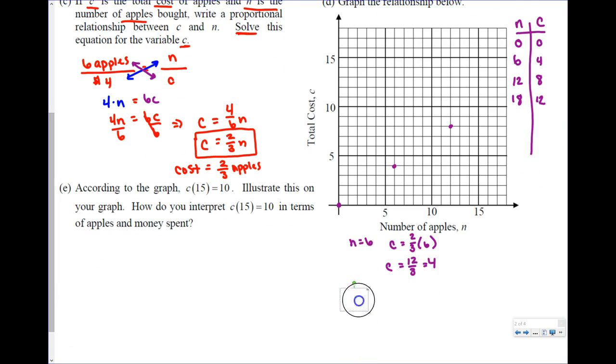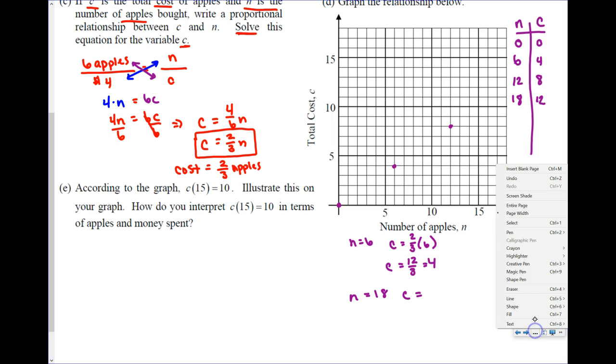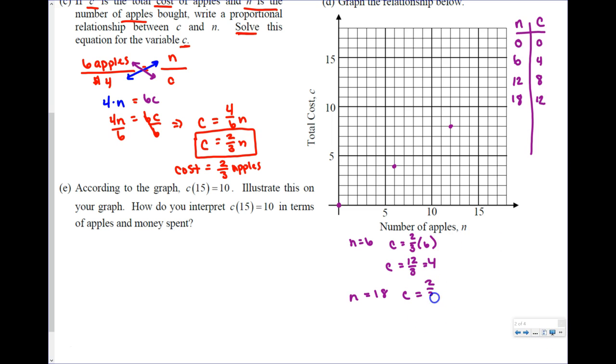And we can check that by trying N equals 18. If we plug it in, C equals 2/3 times 18. That's going to be 18 times 2 is 36 divided by 3. That's going to equal 12. So it works out. Okay? And then I'm going to plot that point. So at 18, I get 12. And my graph looks something like this, like a line, right?